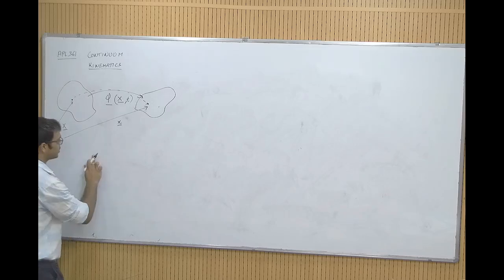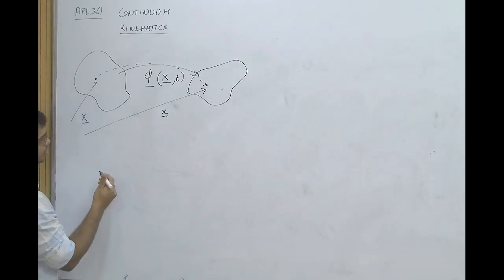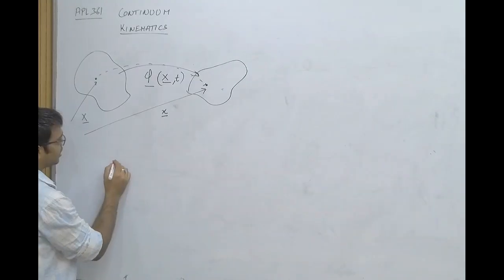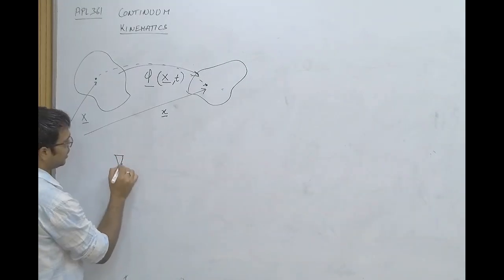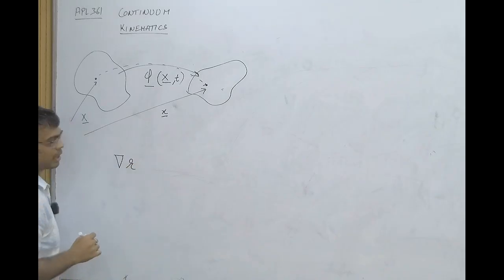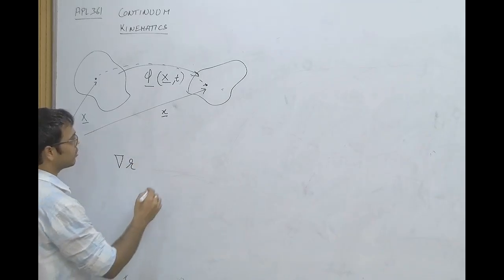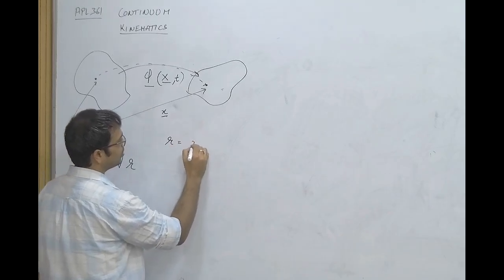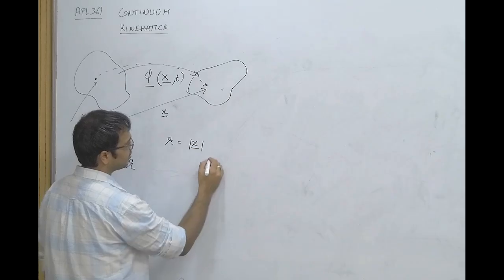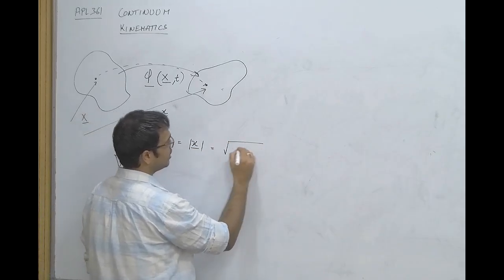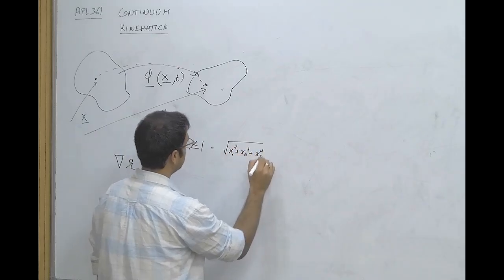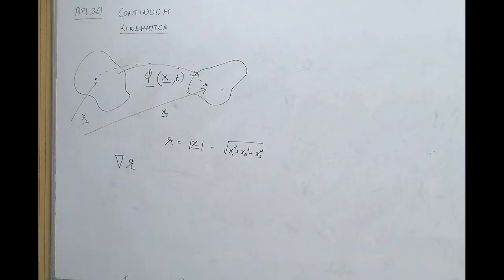I thought let's just do one example of tensor calculus to help you guys with the practice sheet. Let us say we want to calculate the gradient of the magnitude of the position vector. R is basically the magnitude of this vector, so it is essentially the square root of x1 square plus x2 square plus x3 square. We want to calculate the gradient of this R.